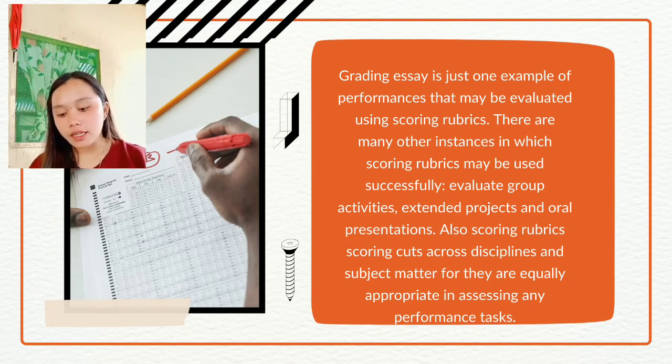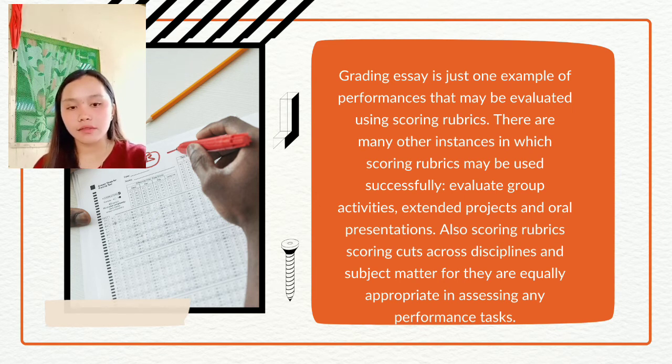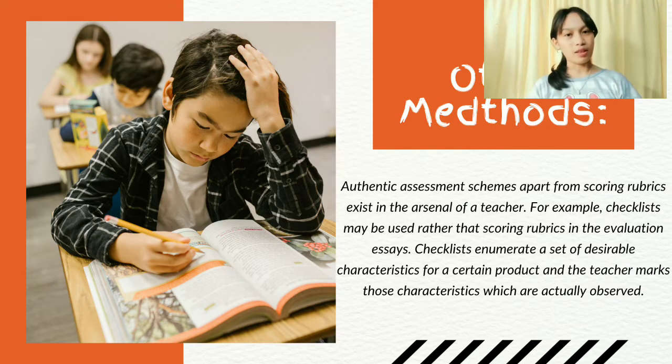Grading is an example of performances that may be evaluated using scoring rubrics. There are many other instances in which scoring rubrics may be used successfully to evaluate group activities, extended projects, and oral presentations. Also, scoring rubrics cut across disciplines and subject matter, for they are equally appropriate in assessing any performance task. Now let me introduce to you other methods.